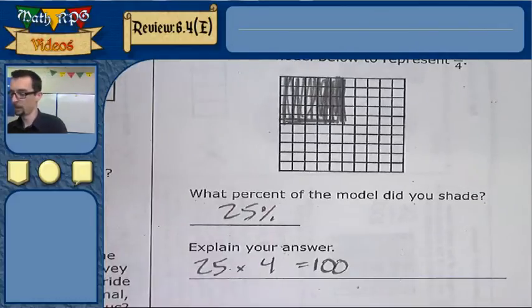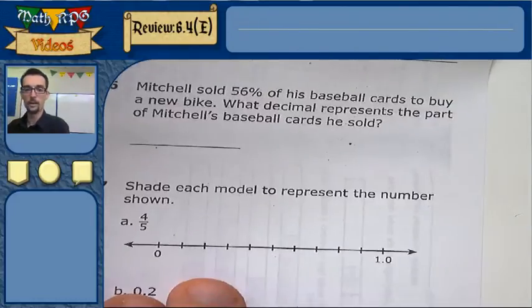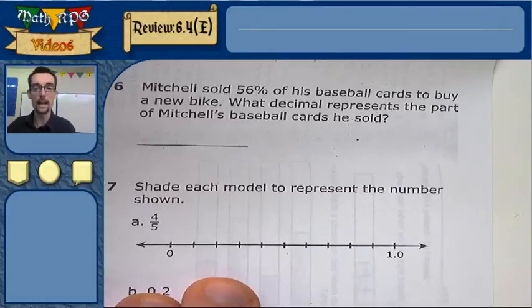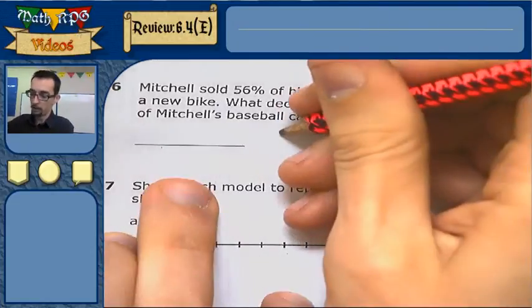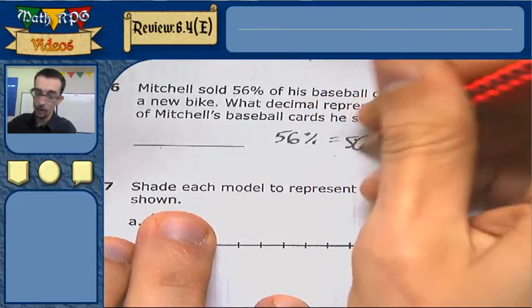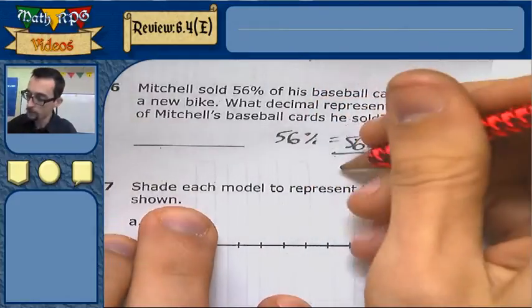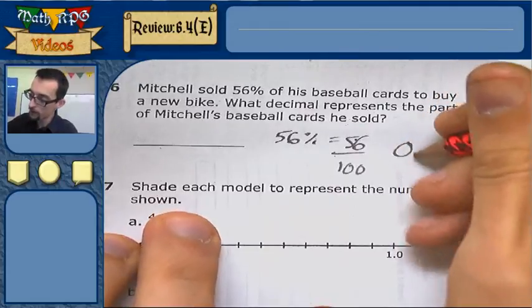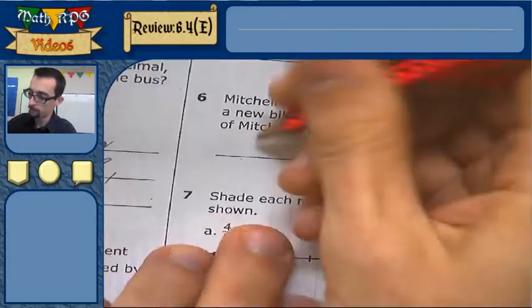Mitchell sold 56% of his baseball cards to buy a new bike. What decimal represents the part of Mitchell's baseball cards he sold? Okay, this is really simple, guys. To go from 56% equals 56 out of 100, yes, which is 56 hundredths. Right?